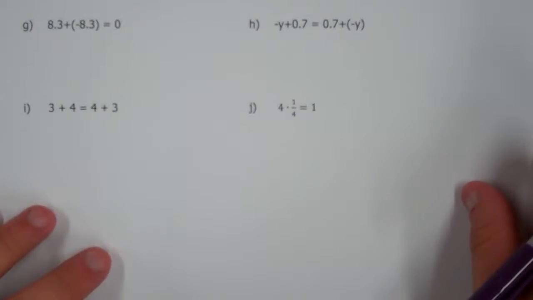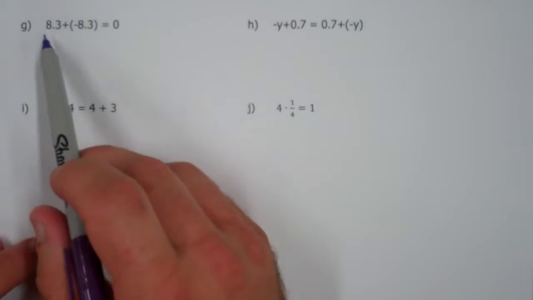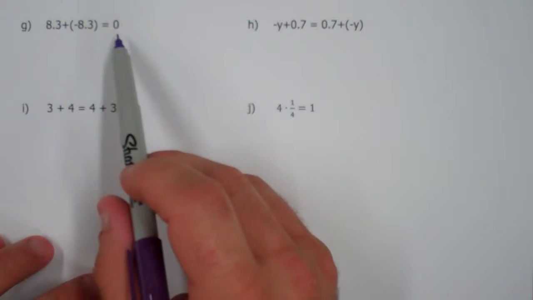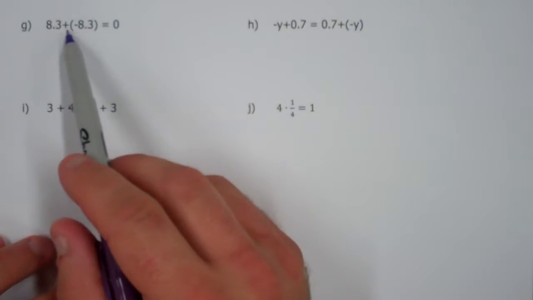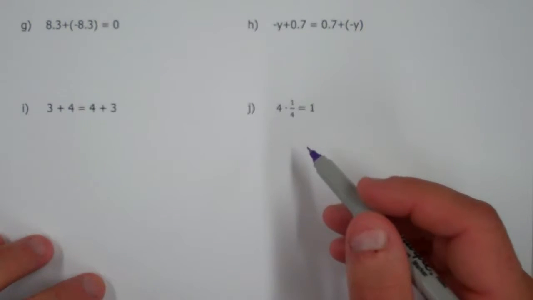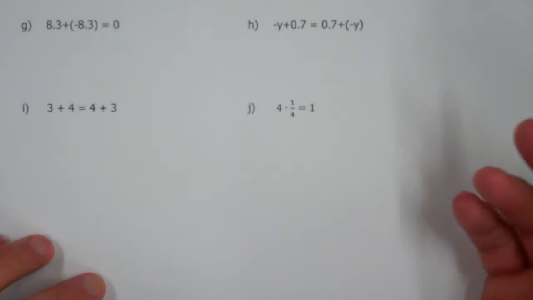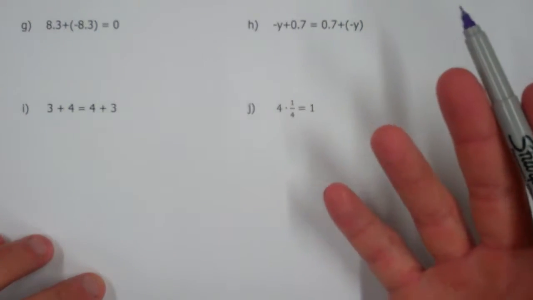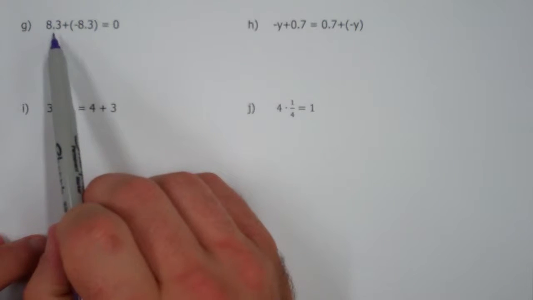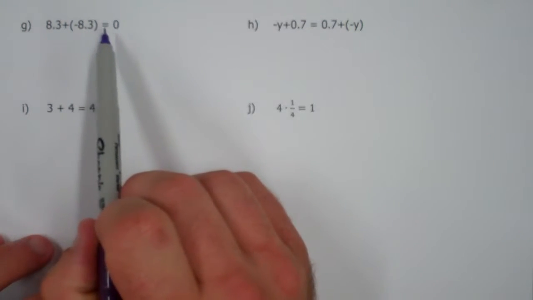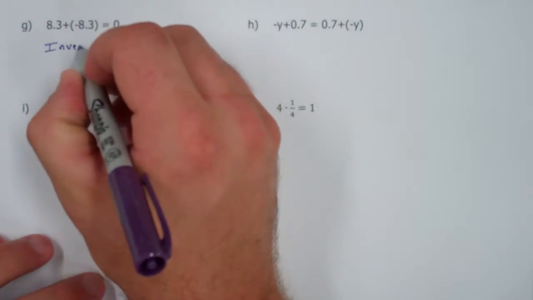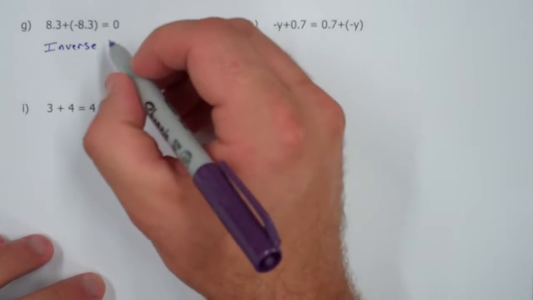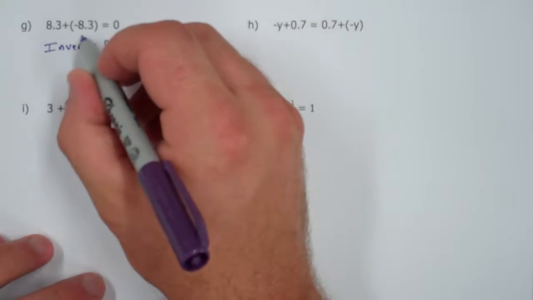Just a few more here. I wish I could do these forever. That would be great. Math heaven. G, 8.3 plus negative 8.3 is 0. And the one thing that we want to see here is addition and subtraction together. Addition and subtraction are known as inverse operations. Just like multiplication and division, they kind of undo each other. So if you started at 0 and you went up 8.3 and then you took away 8.3, you'd be back at 0. And that's a basic understanding of inverses. So this will be the inverse property on this one.